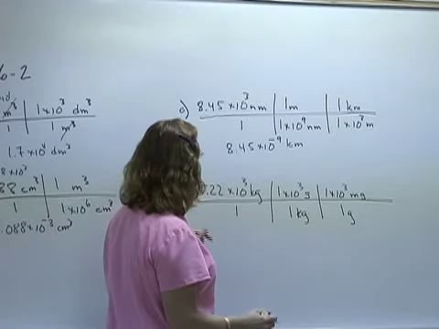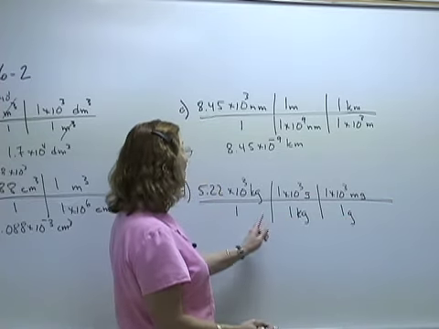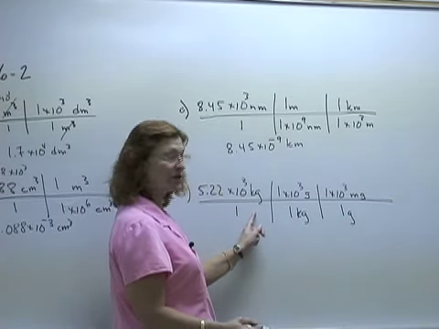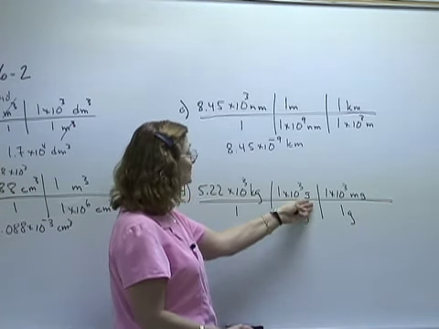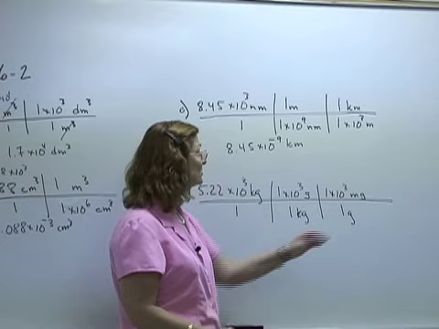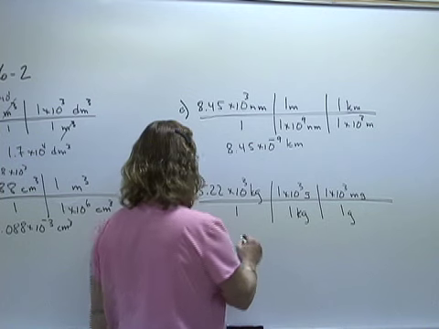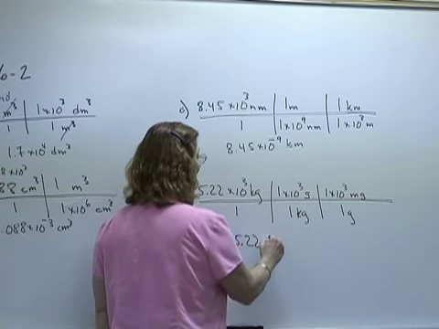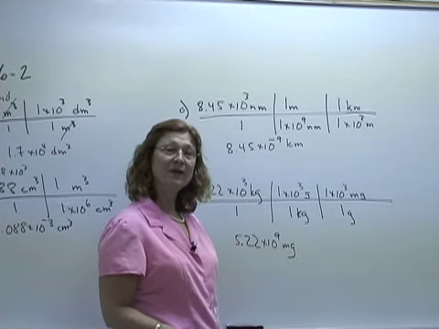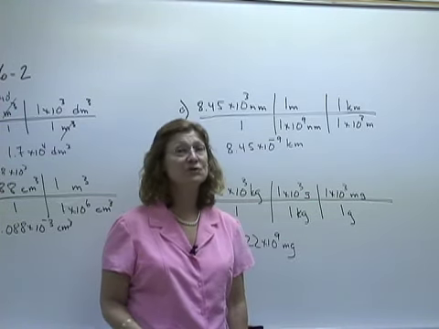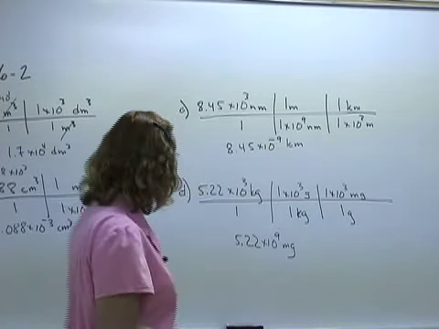The last one here for number 1 is kilograms to milligrams. Now I'm going in the opposite direction. I have kilograms, they have to be in the bottom so they cancel. Grams and grams in the bottom so that it cancels. And 3 plus 3 plus 3 is 9. So my answer is 5.22 times 10 to the 9th milligrams. So hopefully you're getting much better at these conversions, and they're not too much of a problem, because you will see them again on the assessment.